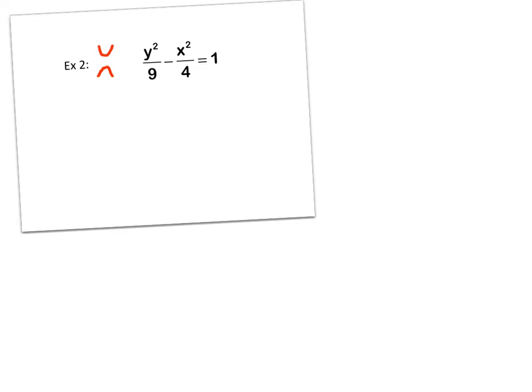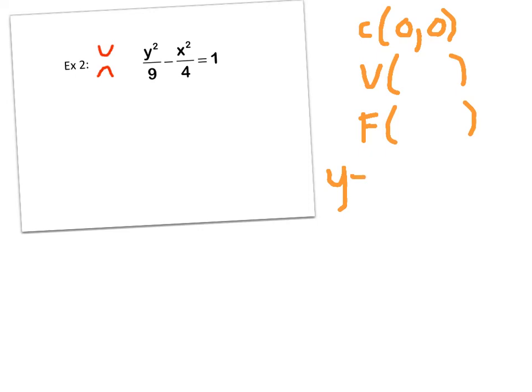So we're looking for, the center's the same, so the center is 0, 0. We're not shifting right now. We want the vertices, and we want the foci, and then we want our equation of our asymptotes, y minus our center, which is 0, and then our slope, and y minus 0, x minus 0. Let's go ahead and erase that. And so we have x minus 0. Okay, great.